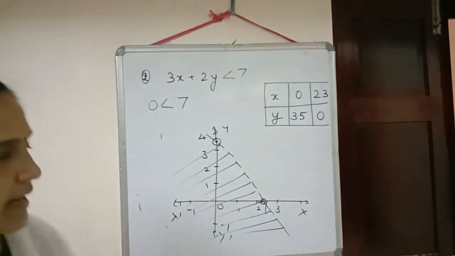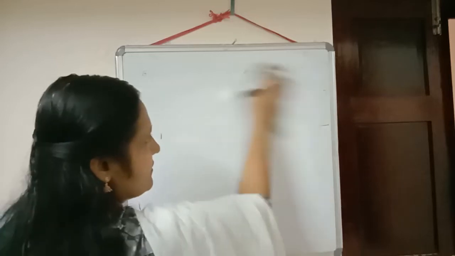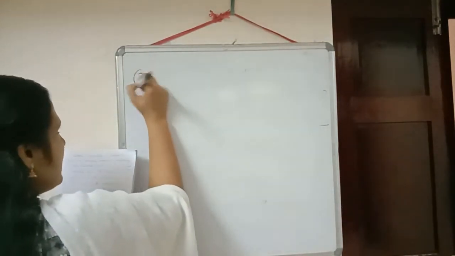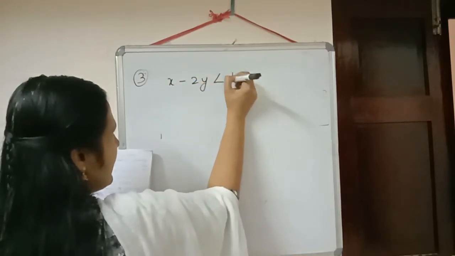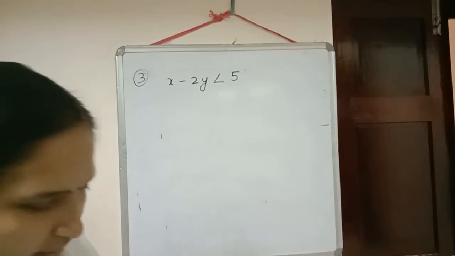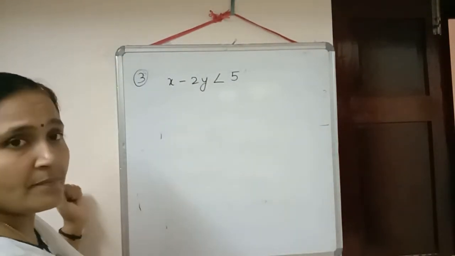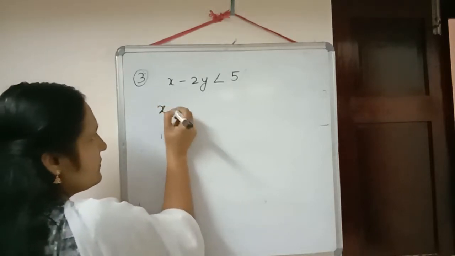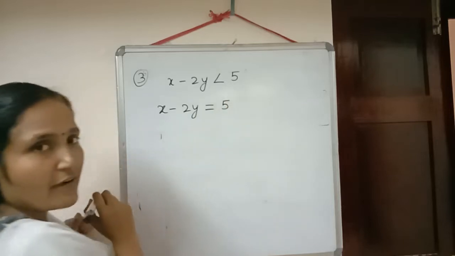Okay, now write down the third question. The third question is x minus 2y less than 5. So again draw the graph for the equality. So just write down x minus 2y equal to 5.